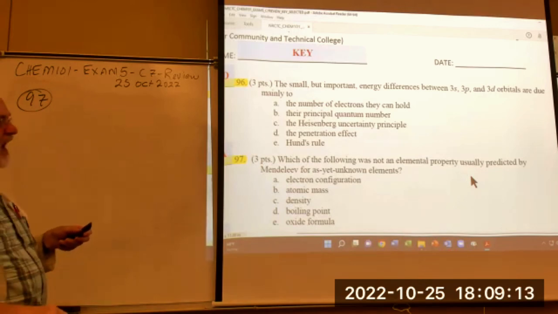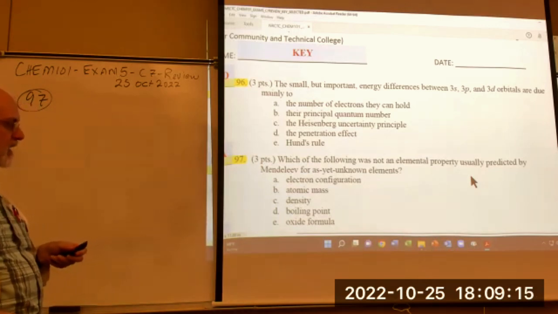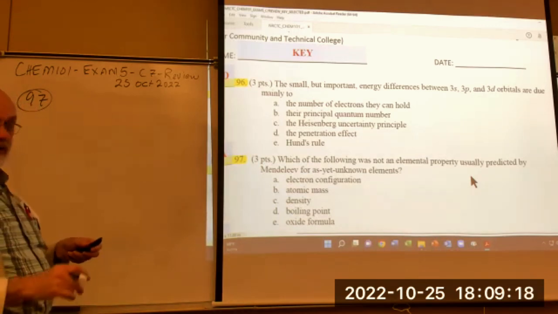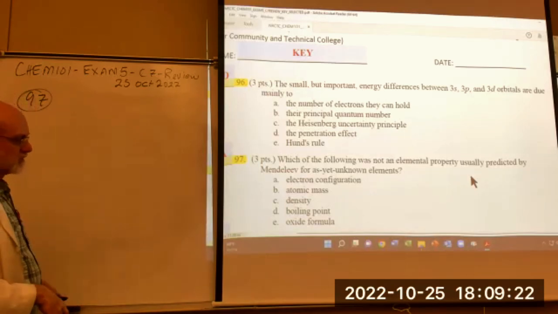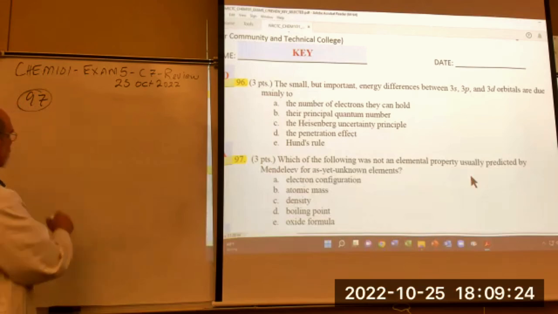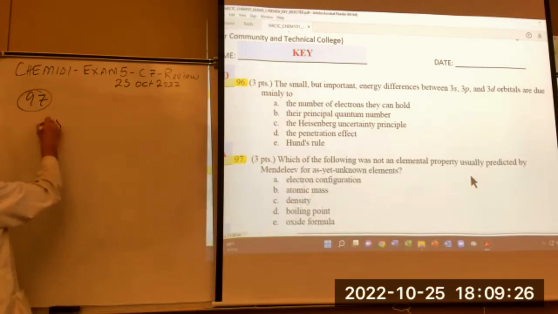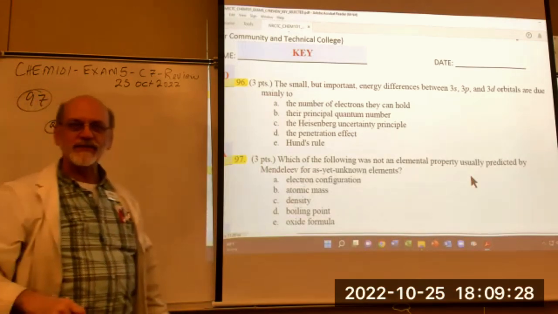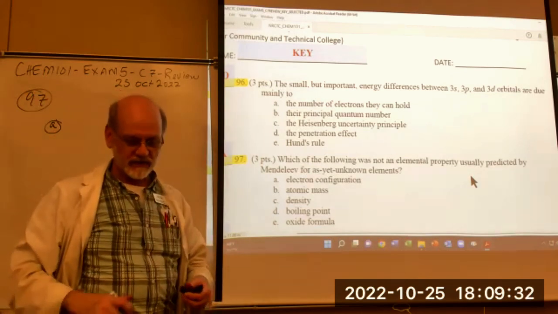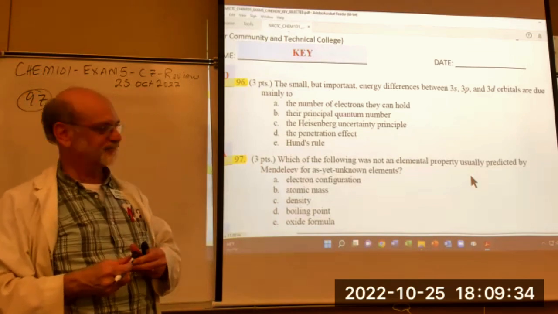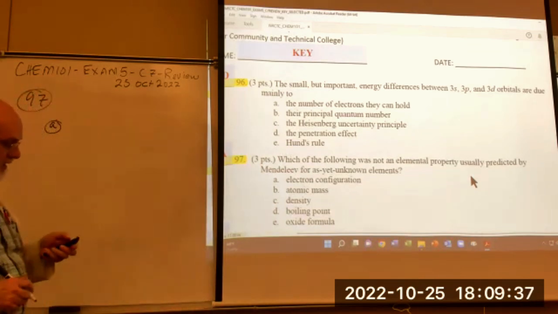Which of the following was not an elemental property usually predicted by Mendeleev or undiscovered elements? Right. How about electron configuration? Yep. Mendeleev knew absolutely nothing about electron configuration. That hadn't been invented yet. So we can stop there.